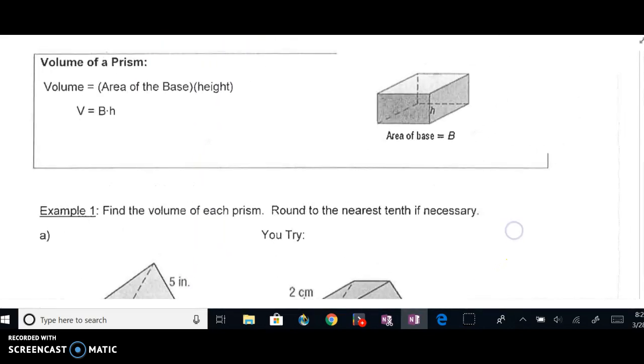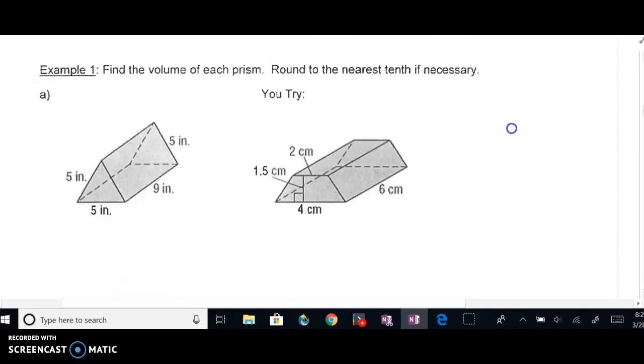And the volume for a prism is area of the base of that shape times the height of the shape. And remember, height is defined as the distance between the bases.